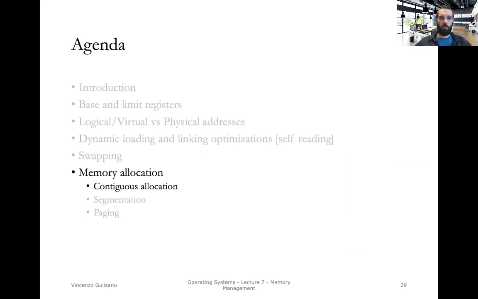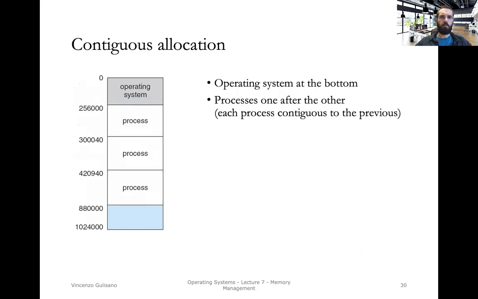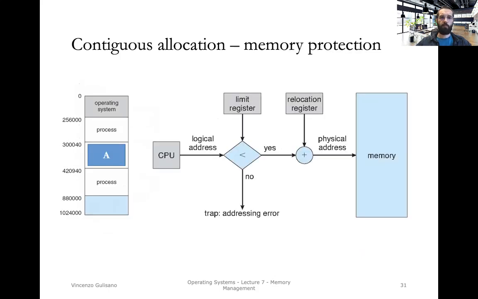So let's start with contiguous allocation. This is the most basic thing you can do. You put the operating system at the bottom of your memory, and then one process after each other, giving each process a contiguous set of addresses. This is just an example with 3 processes and the operating system. This would be the physical memory.